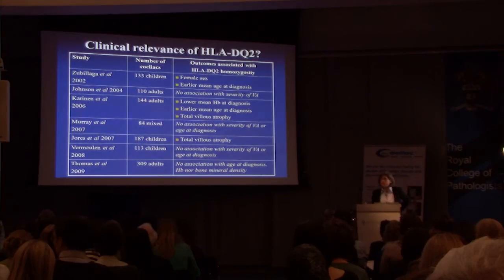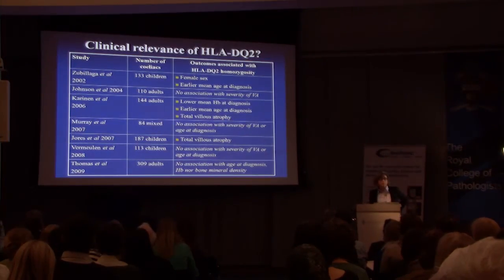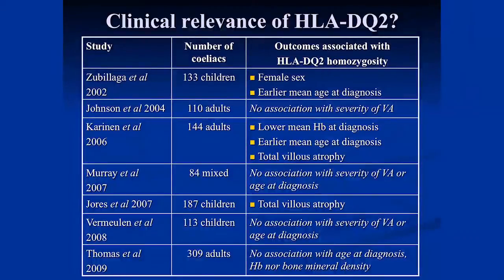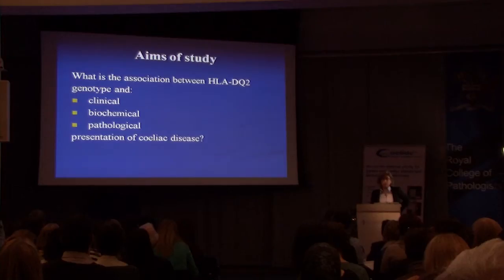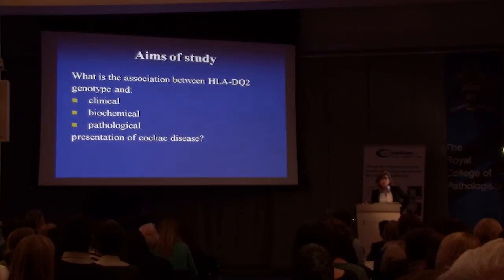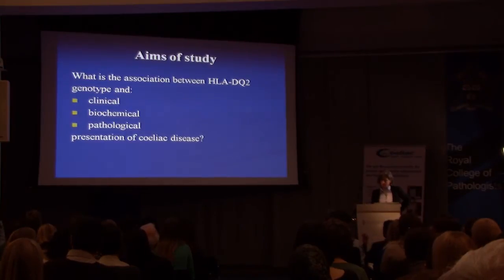There have been a number of case series and cross-sectional surveys that have attempted to explore the association between HLA genotype and phenotype of celiac disease, though they've been somewhat limited by their small sample size, the selection of children alone, the genotype characteristics, as well as the phenotype outcome selected. We therefore performed a population-based cohort study using a large contemporary cohort to explore the association between DQ genotype and clinical and pathological presentation of celiac disease.